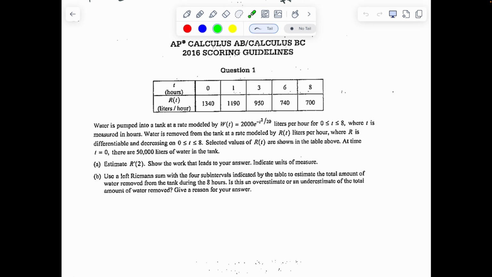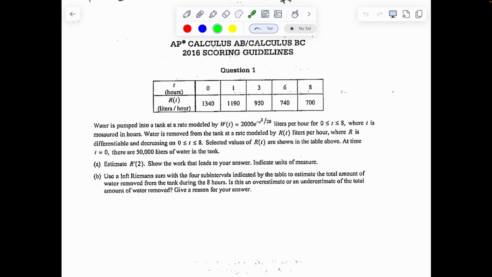And then use a left Riemann sum with the subintervals that they give to us to estimate the total amount of water that is removed during the 8 hours. Okay? We actually are not concerned about W in this problem. I'm willing to bet this was a 2016 question, and there were probably two other parts, like a C and a D, but we're just doing these two parts because they relate to things we already know how to do.